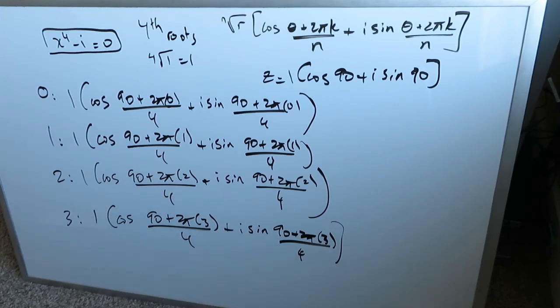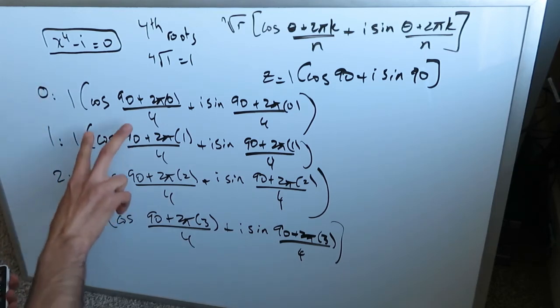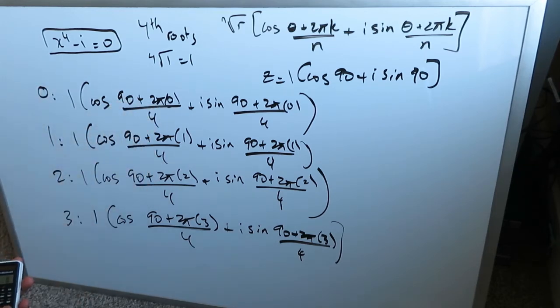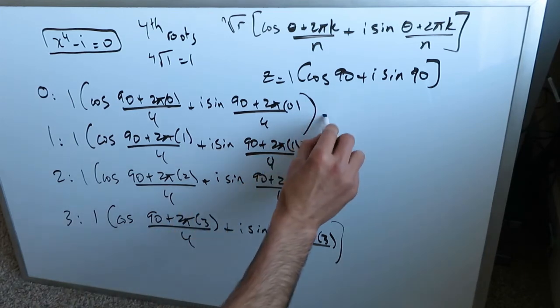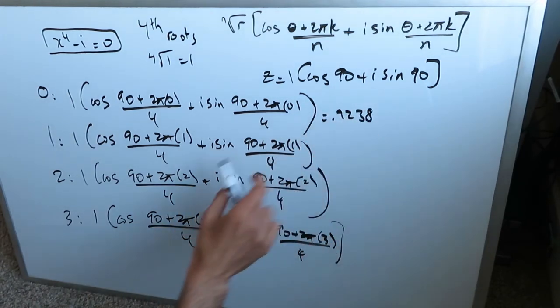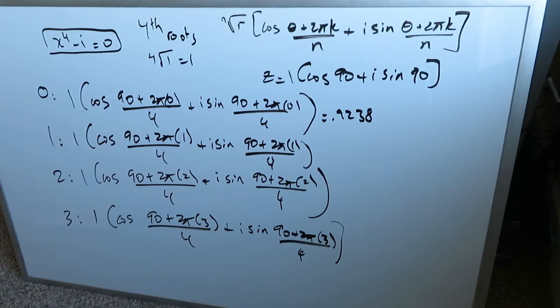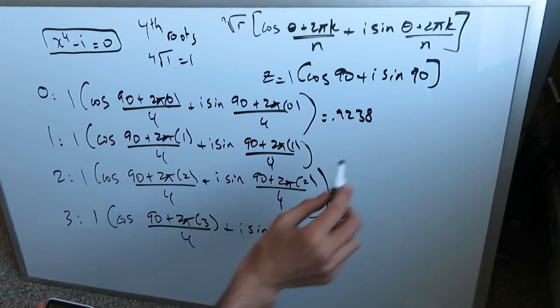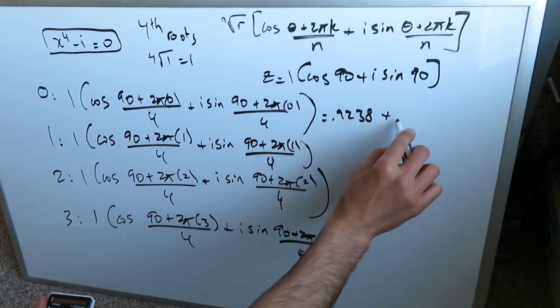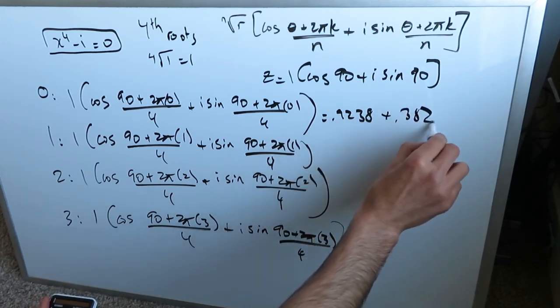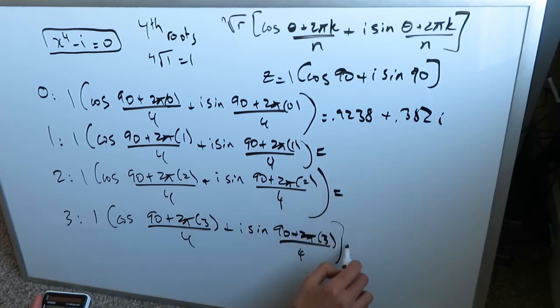Now, you can say it's a fun task of actually calculating it out. Let's actually view it as a fun task and do it, because these values are here all 1. We have a 90 plus 0 divided by 4, so we have a 90 divided by 4. Cosine of 22.5, I get 0.9238. And then I have a sine of the same value, 90 divided by 4, plus 0.382i. I'm not taking these to too many decimal places because I'm feeling lazy to do so.